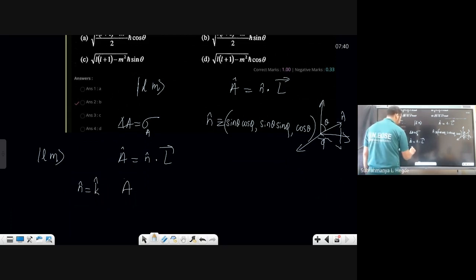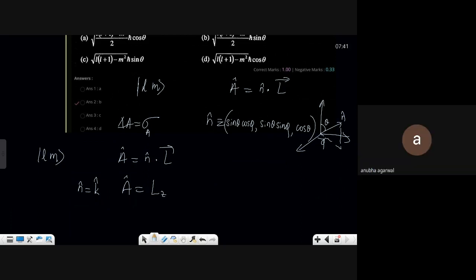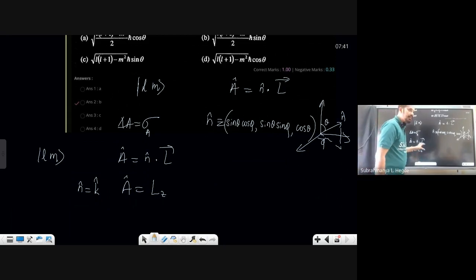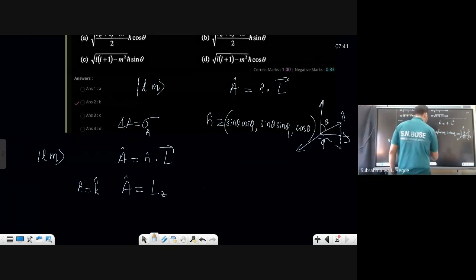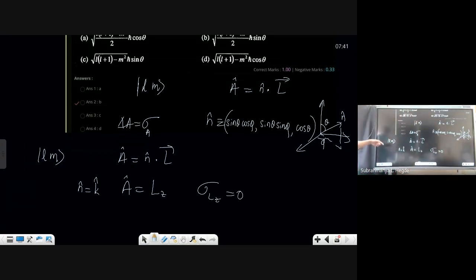What is a cap? n cap is along the Z axis, so a cap is Lz. Now, this state is an eigenstate of Lz, so there is no standard deviation. Sigma Lz is equal to 0 in this state. Why? Because the state is a definite state of the Lz operator. It is an eigenstate. You got my point?